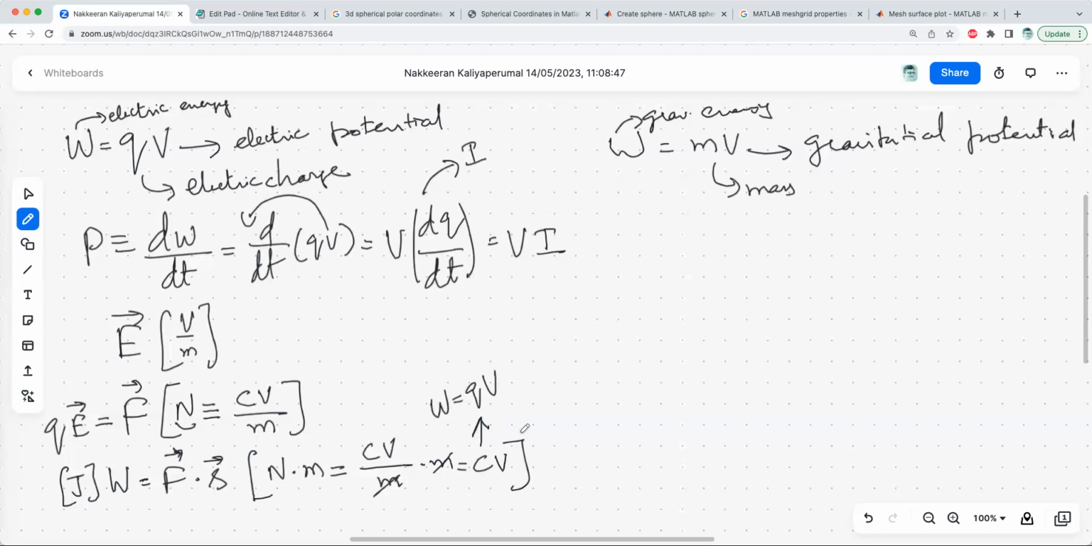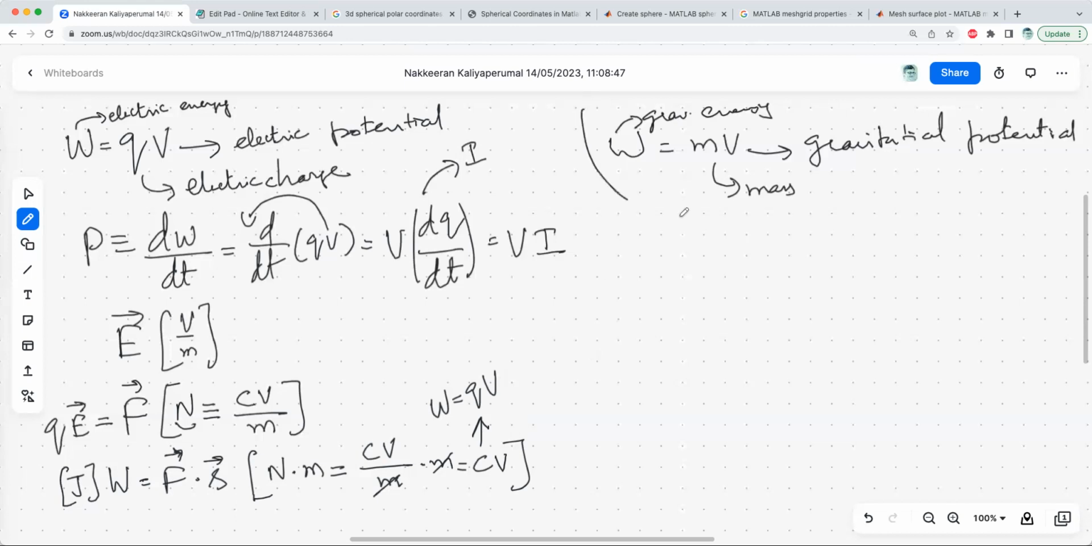Do you see? Yes, sir. Straight away it comes to the picture. Do you get that? Yes. So units are always very handy. Take it as a very powerful way to use, to check the calculation and also to derive the formula or the equation we require.